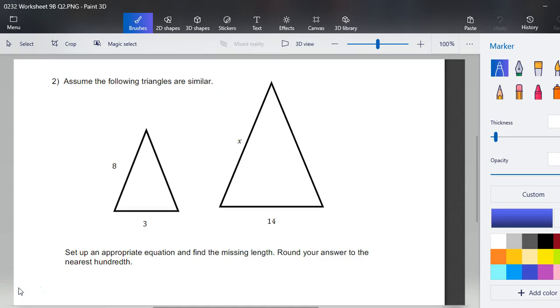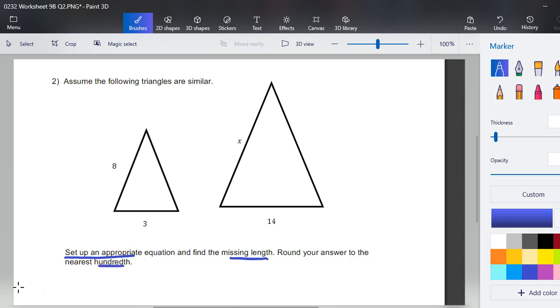So now let's keep going with question 2. Again, hit pause if you haven't tried this on your own. Do this question by yourself, and then let's come back and work it together. It says, assume that the following triangles are similar. And remember, by definition, it means their angles are all equal and their sides are proportional. Set up an appropriate equation and find the missing length and round to the nearest hundredth.